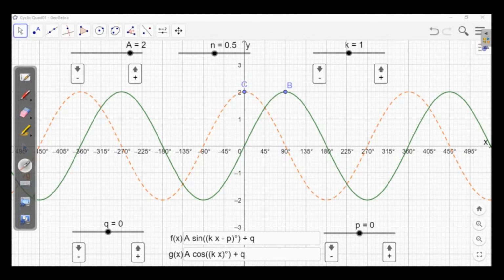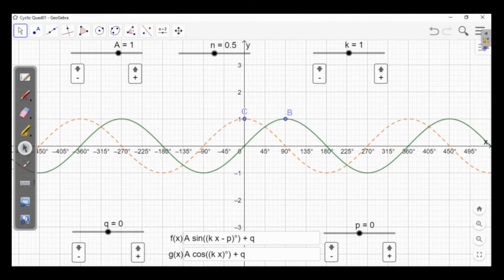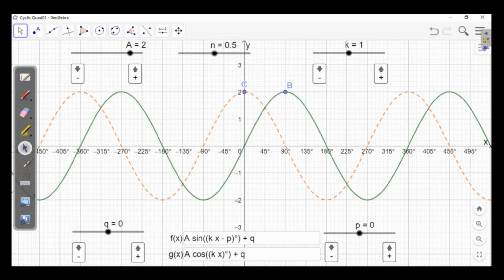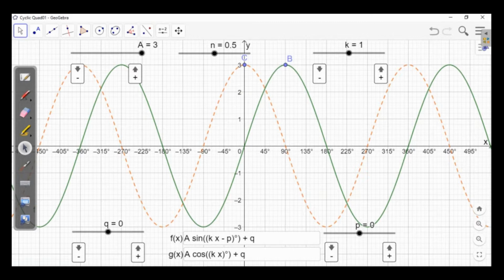Now when we go up to 2, it is -2 and +2. If we go up to 3, the same applies: we'll have the minimum as -3 and the maximum as +3. And what this does is increase the range to be between -3 and 3.